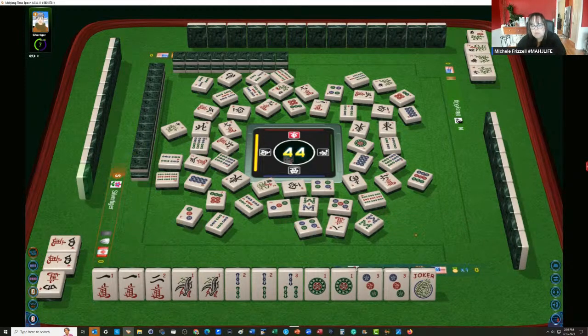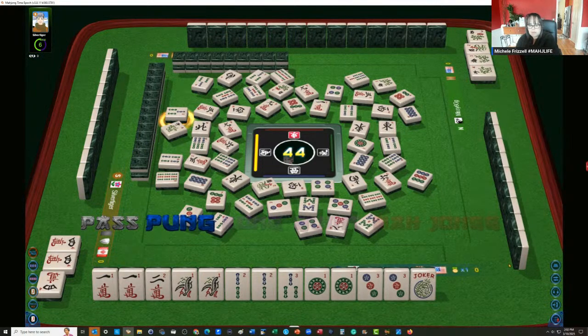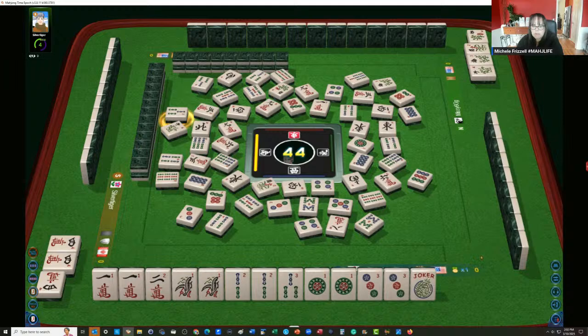Just trying to figure out what these players are doing here. Not a lot you can do with hand reading when everybody's concealed or there's minimal discards.